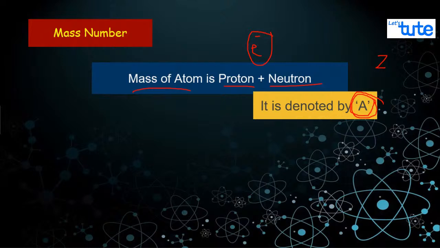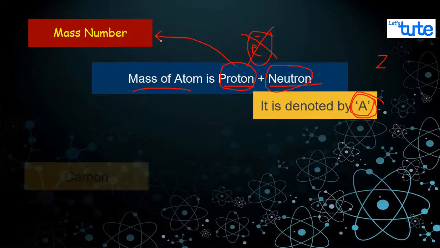No, it's not because they are changing. It's because their mass is negligible. It's very, very small, very, very less compared to protons and neutrons. The mass of an electron is negligible. Therefore, we are not adding the mass of electron because it's very, very small. We can just neglect it. So we are adding the mass of proton plus mass of neutron, which together gives us the atomic mass or the mass number.